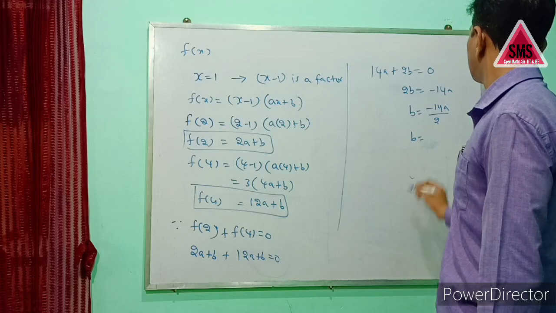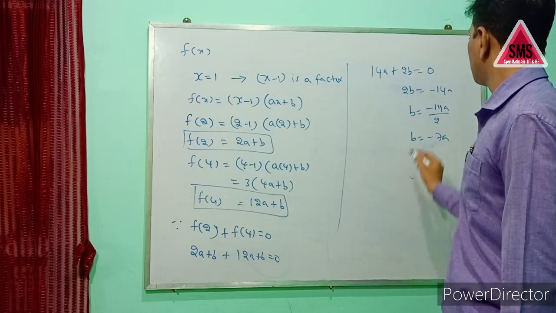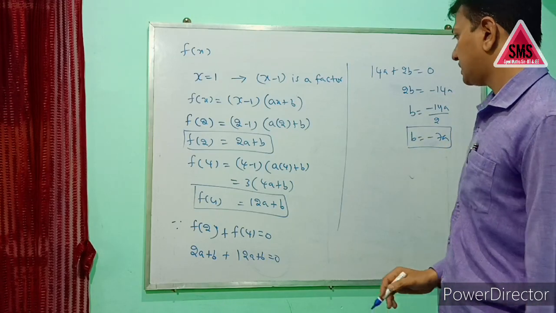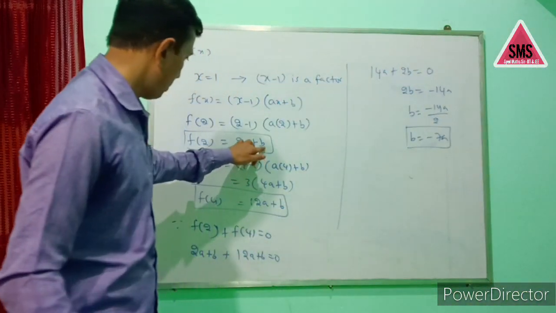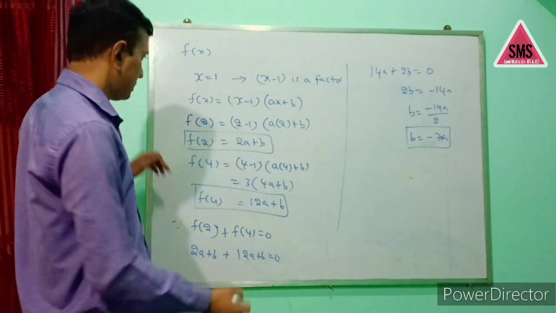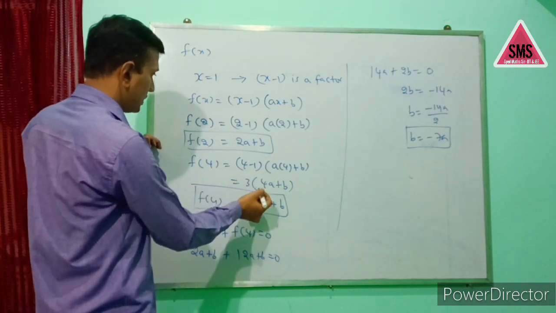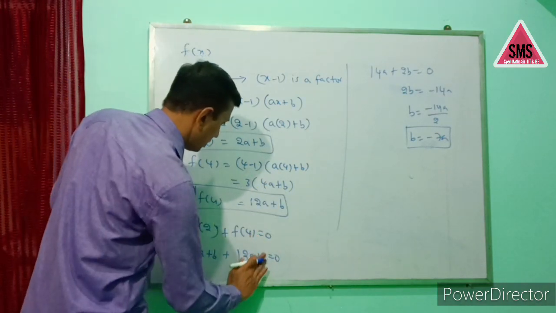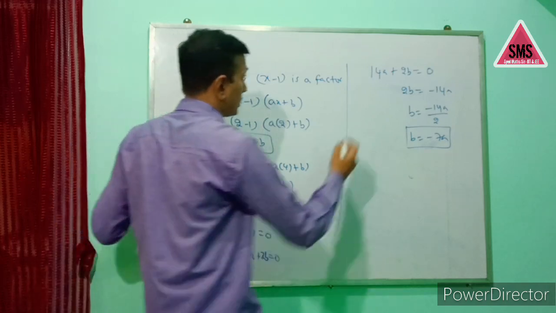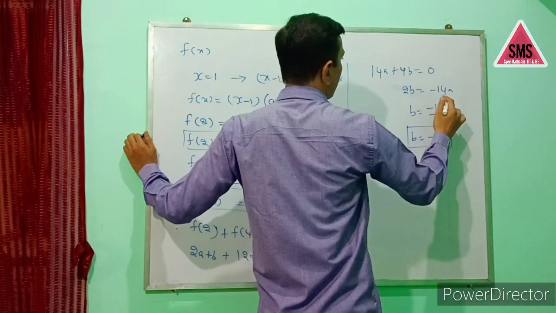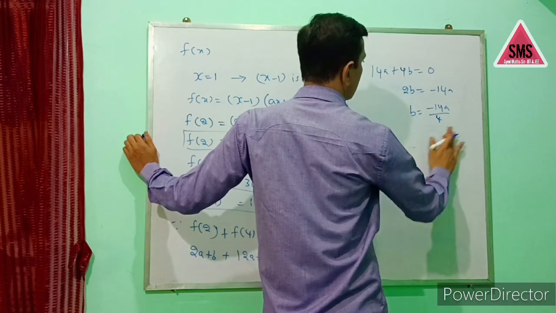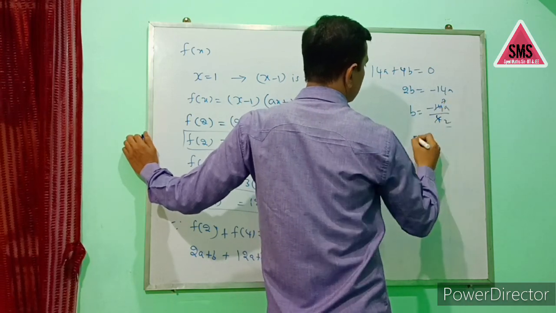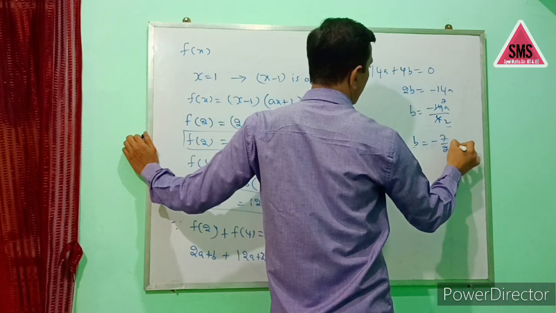Nothing but b value is minus 7a. Am I correct? 14a, b plus 3 4s are 12. Yes, here 3b. I forgot to take 3b. So 3b, nothing but here 4b I will get. So 2 2s, 2 7s. So b equals minus 7 by 2a.